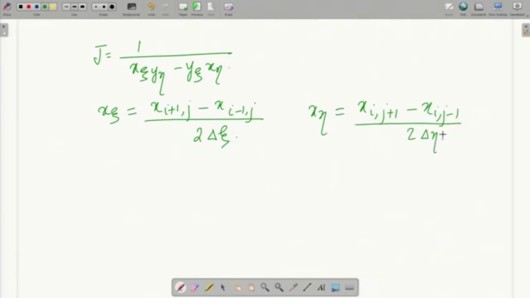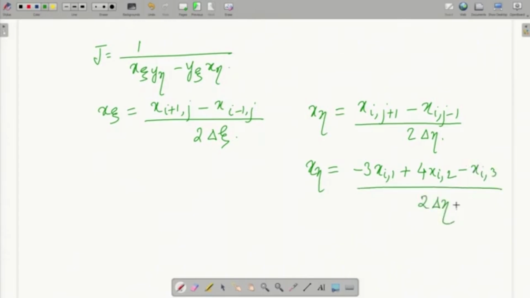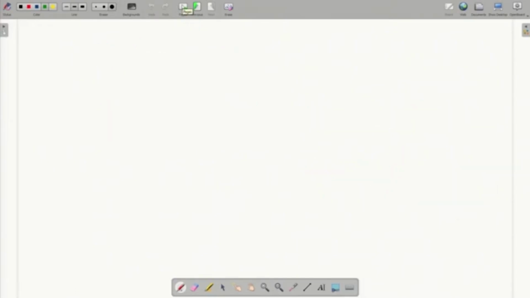And of course, there are issues near the boundary. So, for example, if x eta is being calculated near the top or bottom boundary, you will actually have to bring in one sided differences to retain the second order accuracy. So, this is how you would handle the trapezoidal domain problem in the transformed space using metrics and Jacobians, because that is the generalized approach.